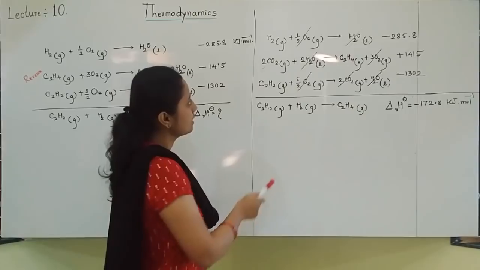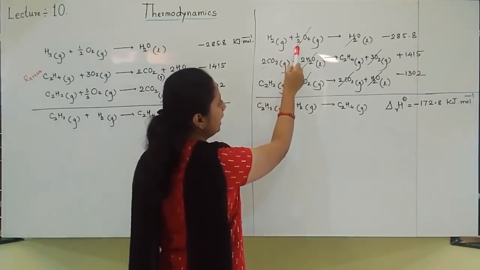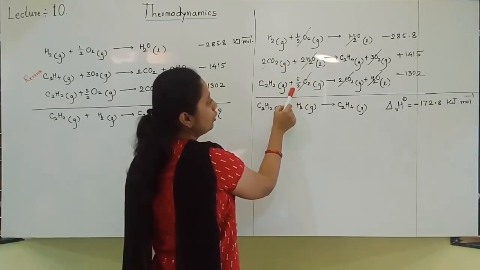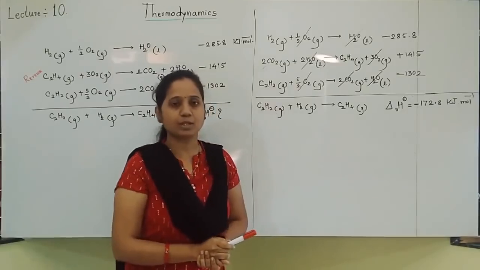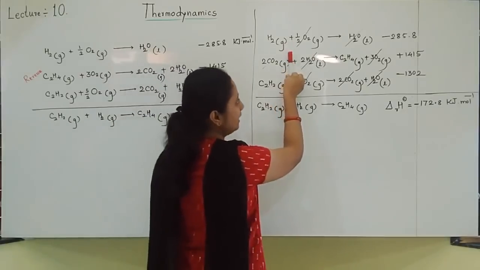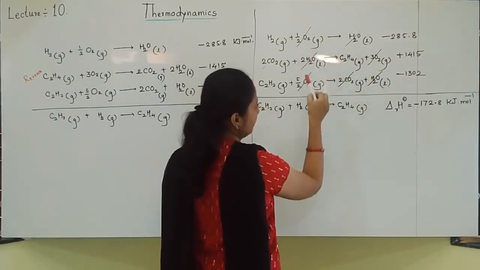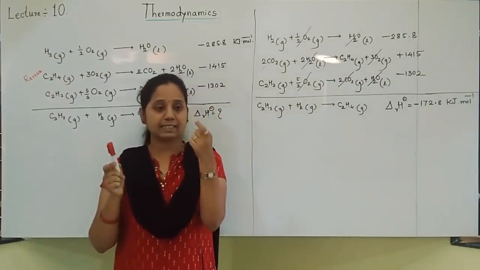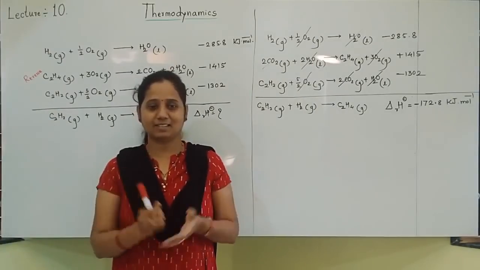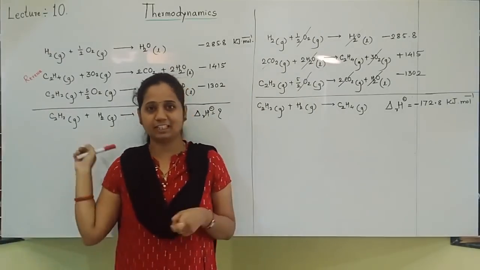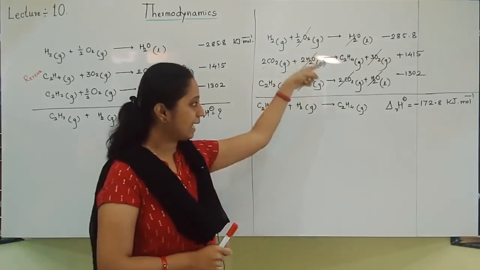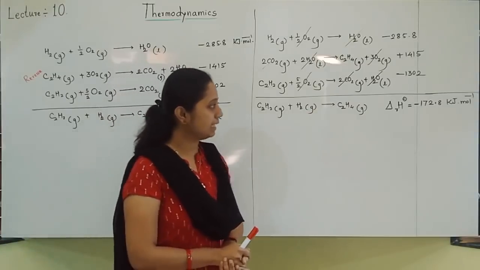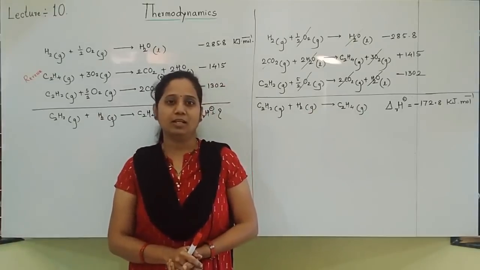Then oxygens, on left side half oxygen and 5 by 2 oxygen is there. If you add half and 5 by 2, you will get 3. Half plus 5 by 2 is 3. 3 oxygens on left side, 3 oxygens on right side gets cancelled. So finally you are getting the same equation which we have written here, and this tallies your answer, that you are 100% correct if this equation and this equation match exactly. Accordingly do the total of all three values, and the final answer you should get is minus 172.8 kilojoules per mole enthalpy change.